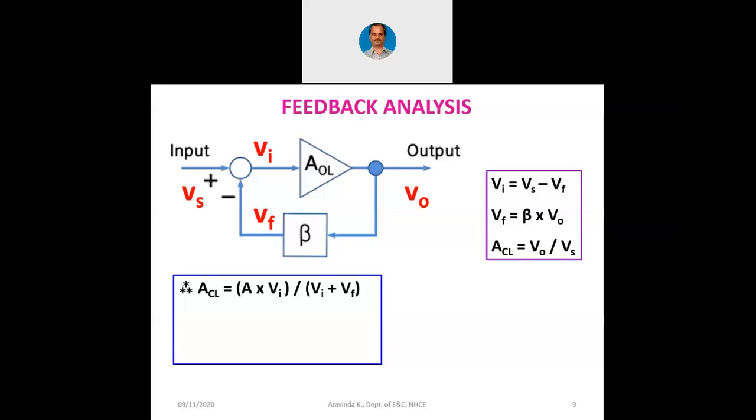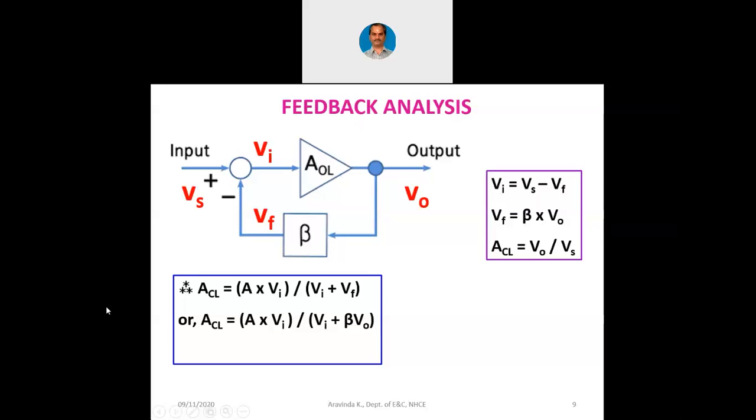So that way now ACL is A into Vi divided by Vi plus Vf. Why? V0 is A into Vi. Vs is what? Vi plus Vf. You can see here Vs is Vi plus Vf, or Vi is Vs minus Vf. Now ACL is A into Vi divided by Vi plus Vf. Let us substitute for Vf now, because we know that Vf is beta into V naught. So ACL is A into Vi divided by Vi plus beta V naught.